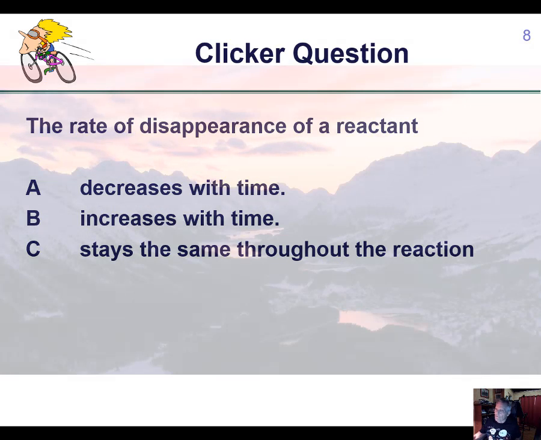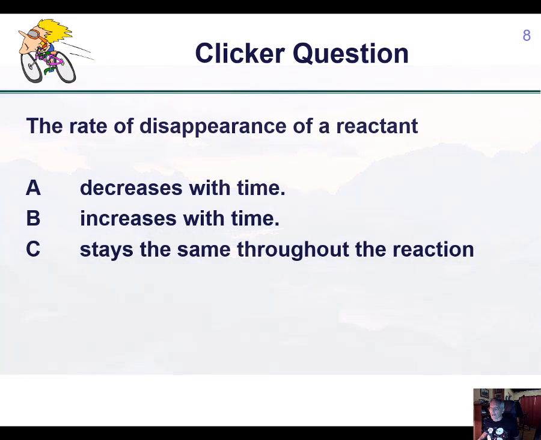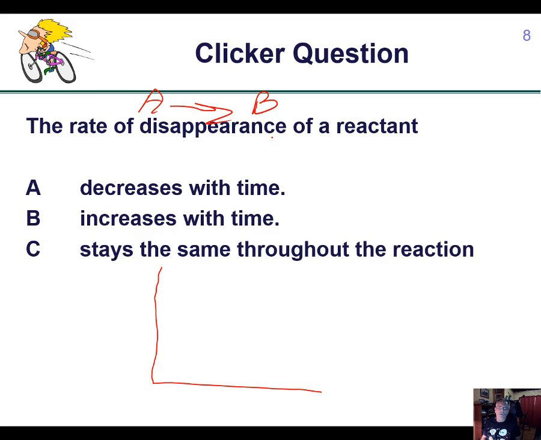So we ended the last video with this question: the rate of disappearance of a reactant decreases with time, increases with time, or stays the same throughout the reaction. And hopefully what you got out of that was that, let's say I have a simple reaction, A goes to B.